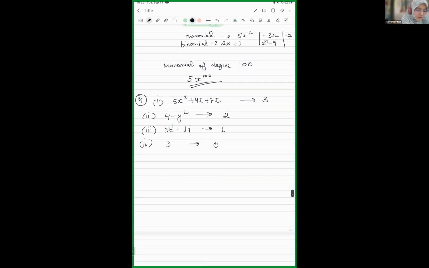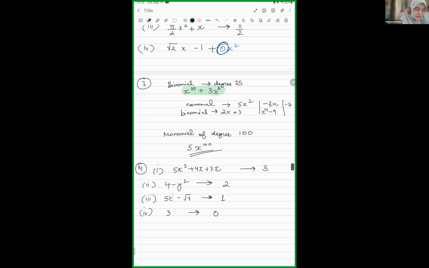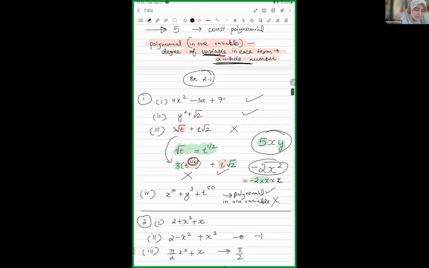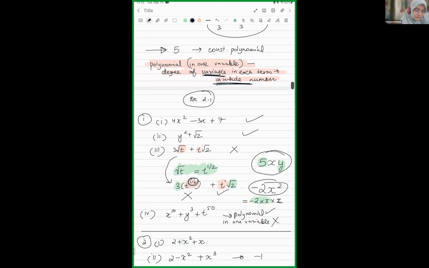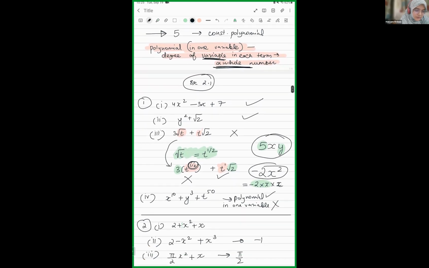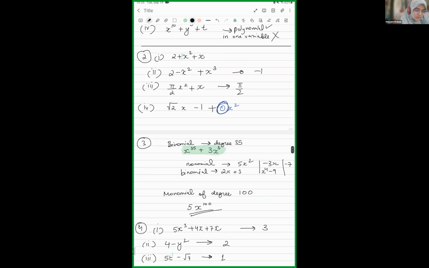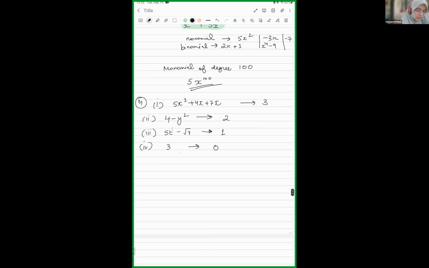See here, do you remember this? We were talking about this. Chalo, never mind. What we were talking about was this 5t minus root 7. This has t to the power 1. Because you see, t to the power 1 is how much, Agni? 1.